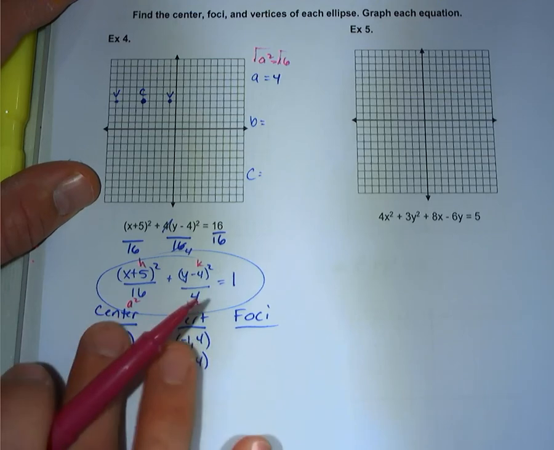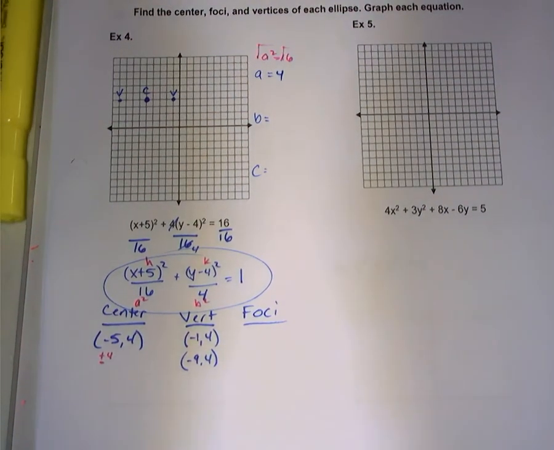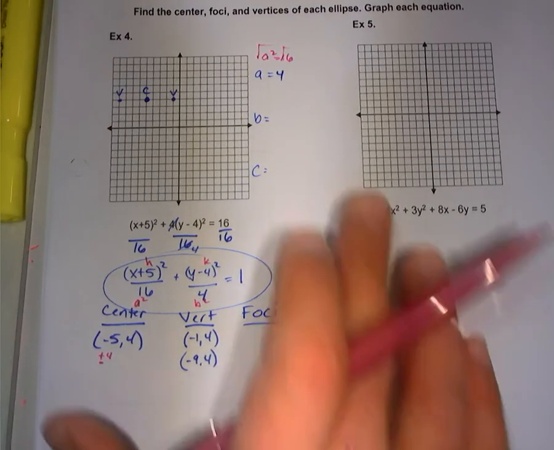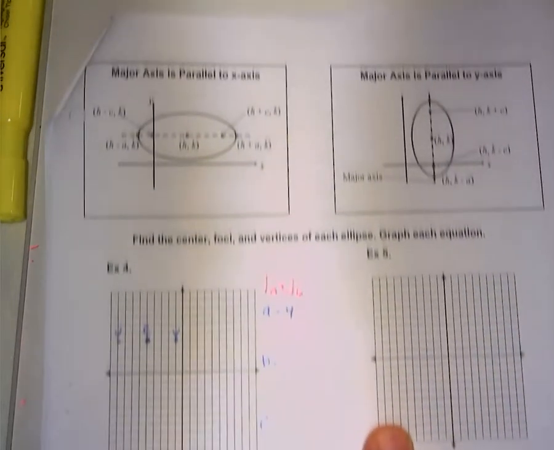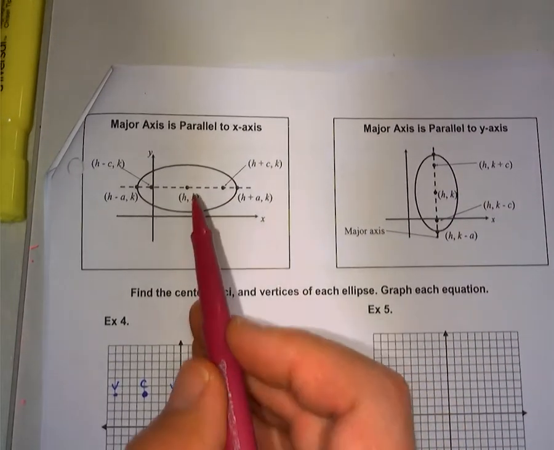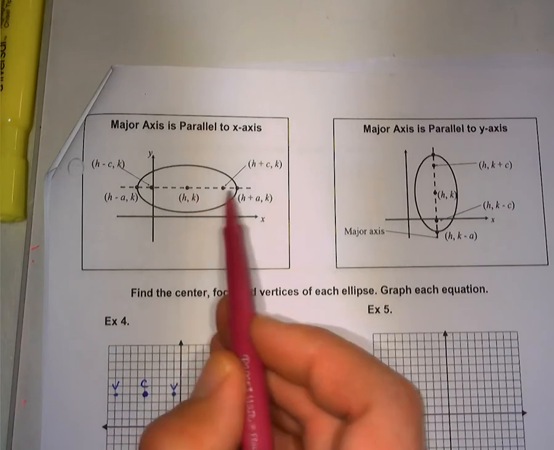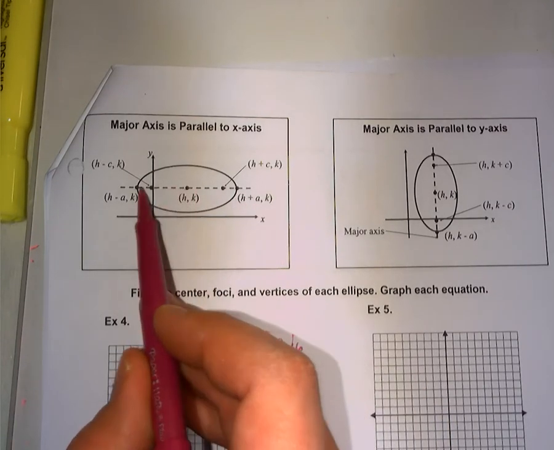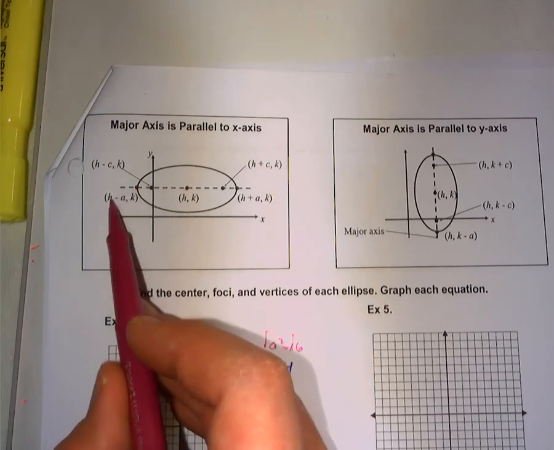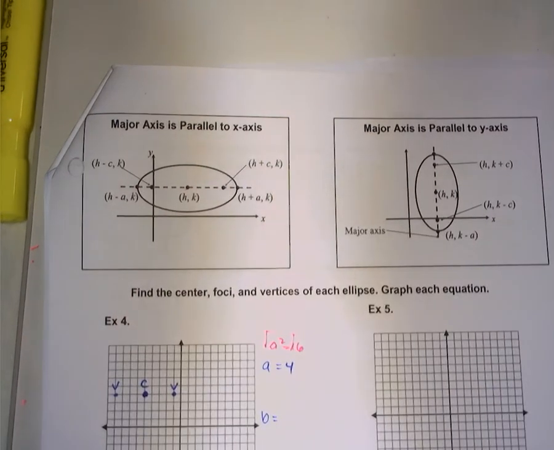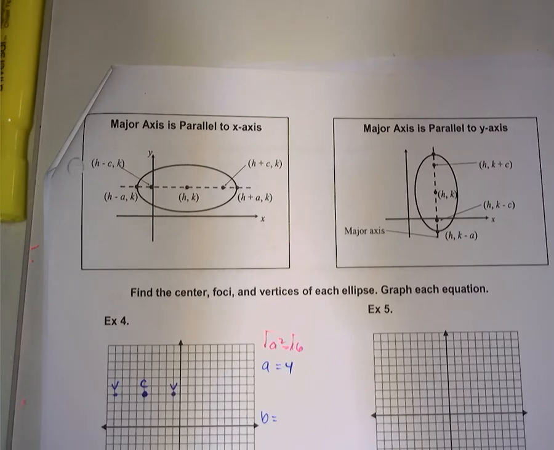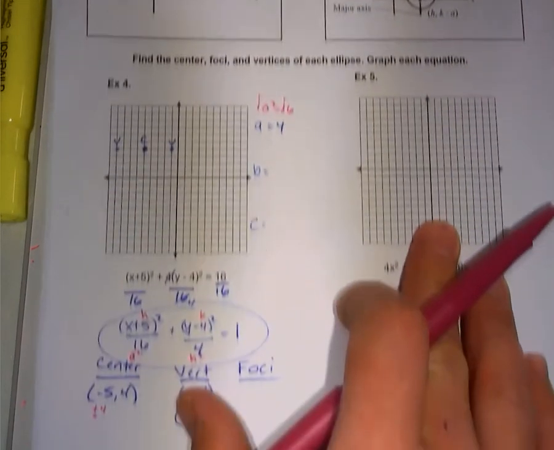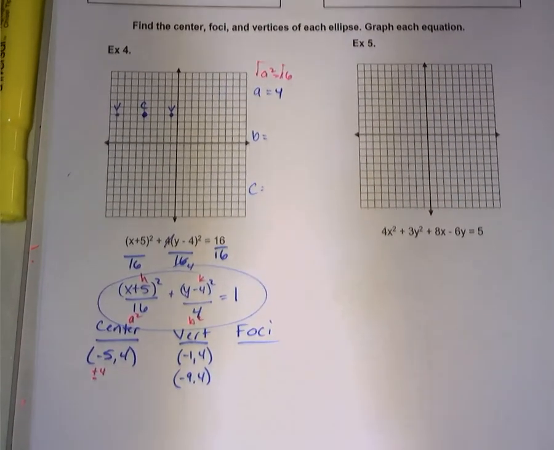Start at your center, and if you're moving left to right, just add or subtract your a value to your x value. Okay, that's kind of what is up here. Here's your center h and k. To get this point, just add a to h. And to get this point, add or subtract a from h. That's kind of that idea. Okay. All right, B. I need my b value.